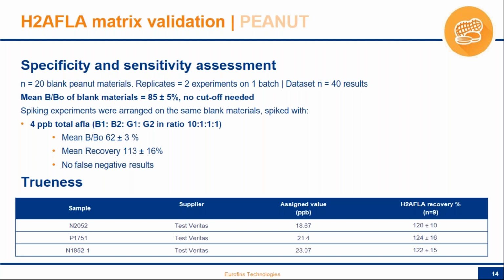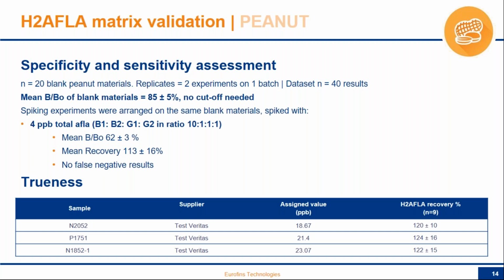We ran spiking experiments with total aflatoxins at 4 ppb, so the lowest admitted limit in the European Union, and found that all the determinations were detected as positive. So we had no false compliant result, no false negative result. The mean recovery was 113%, and we had again a very good resolution from the blank inhibition level. You see that the blank materials have a mean inhibition of 85% and the 4 ppb spiked materials 62% of inhibition.